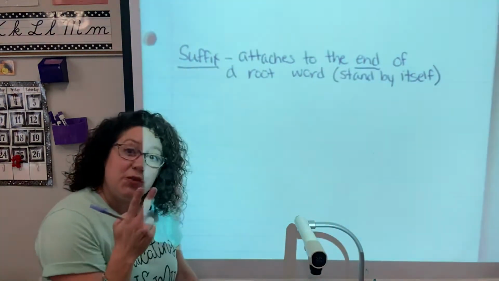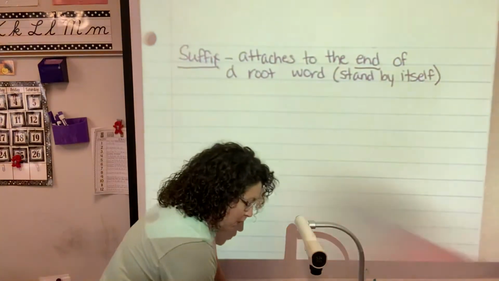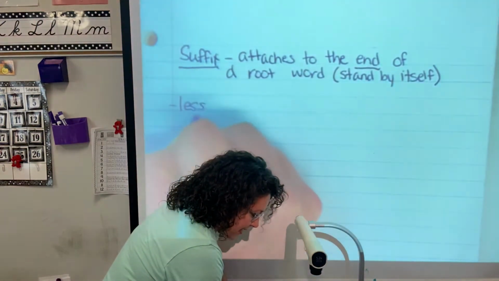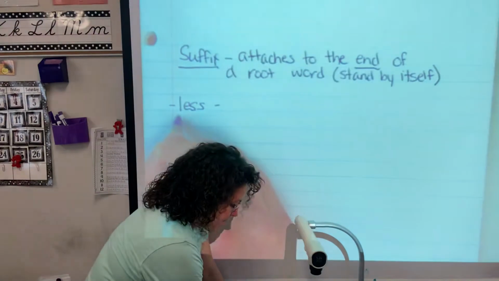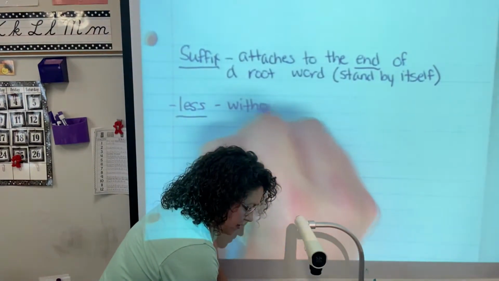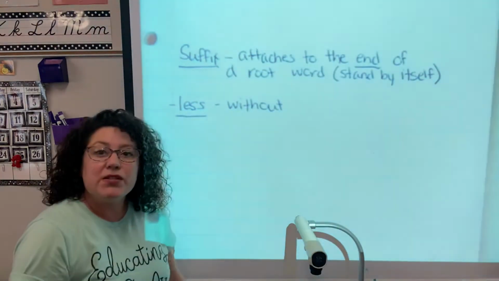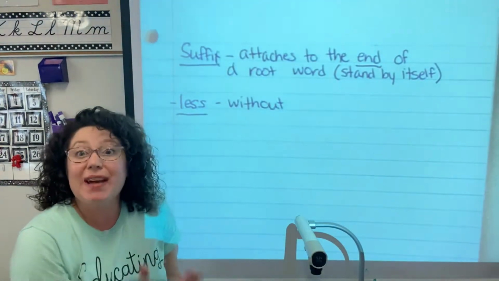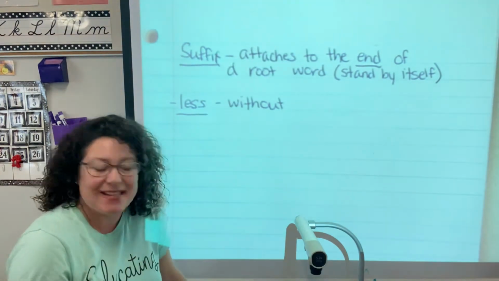So we're going to work on two suffixes today. We're going to work on L-E-S-S, less. And that means without. So if you have less at the end of a word, it means it's without whatever the root word is. So let's do some examples.